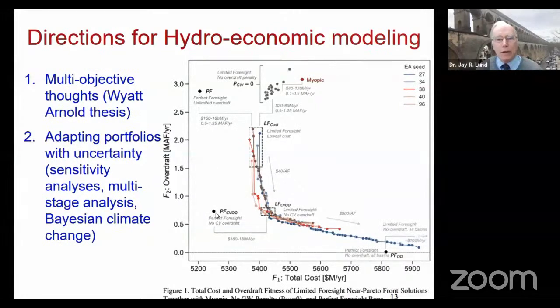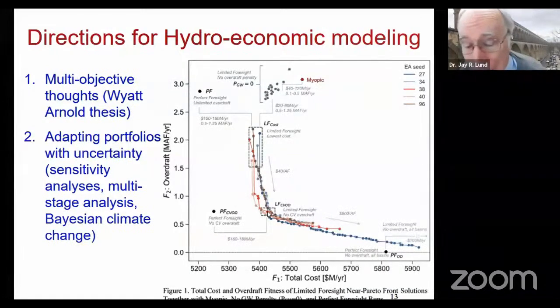If you penalize overdraft, you end up with quite a bit less overdraft and a slightly worse economic performance. If you prohibit all overdraft, you end up with maybe $500 million a year of additional cost. But in between, there's really an entire trade-off curve with limited foresight, where the loss of perfect foresight going from this point to here really only costs you $150 million a year or so.